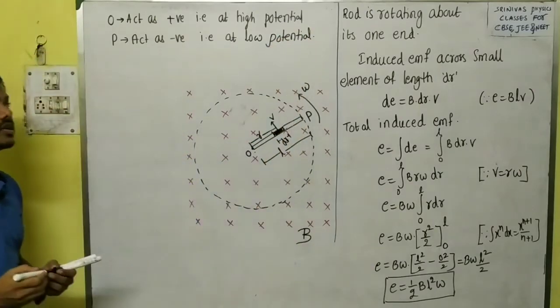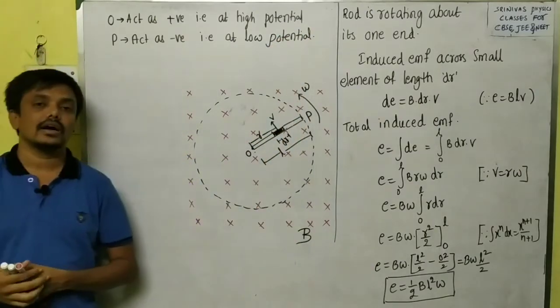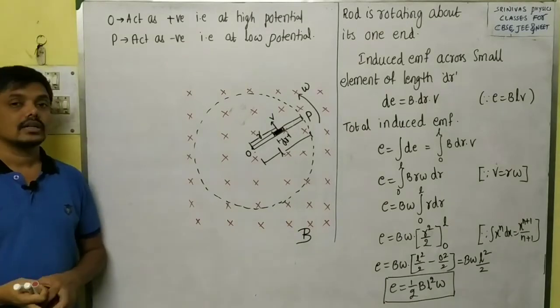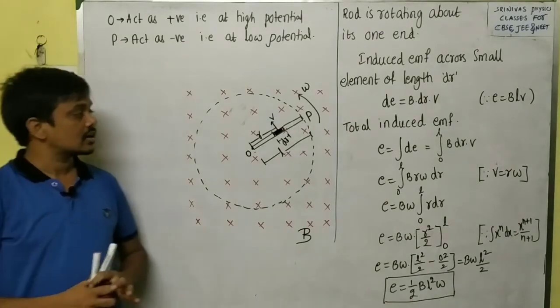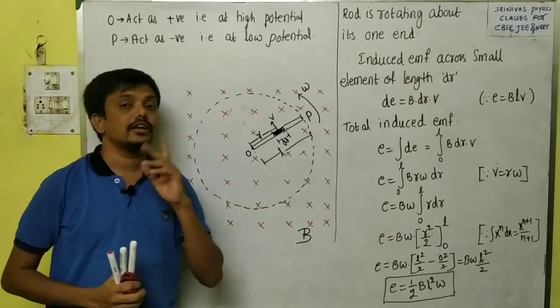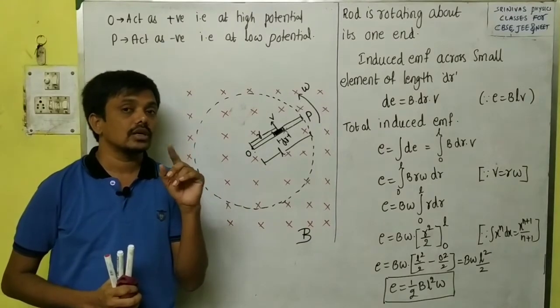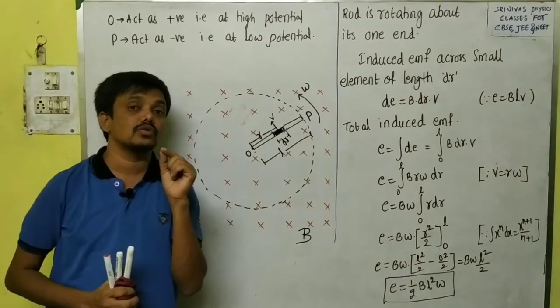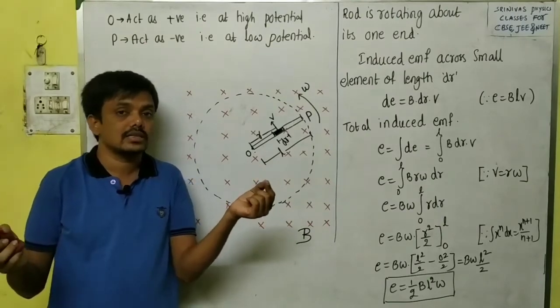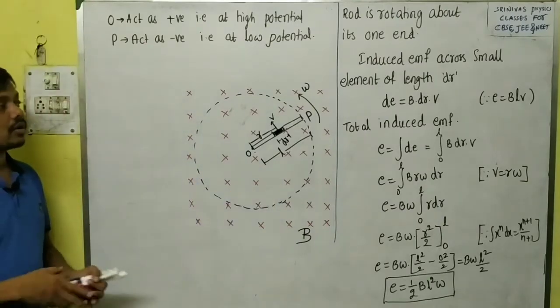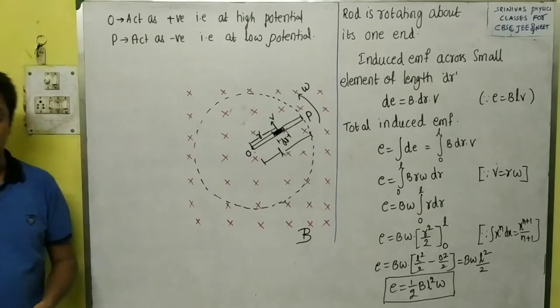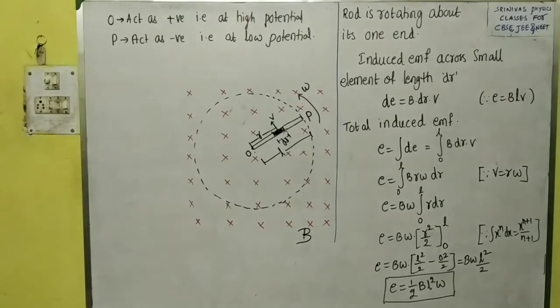This is about induced EMF and the complete information. And the next topic I am going to start: here the rod is rotating about one end, but if the rod rotates about its center, then what is the induced EMF across both ends? That I am going to do. I am going to rub this out completely, and after that I will start again. I am going to press the pause button, right?